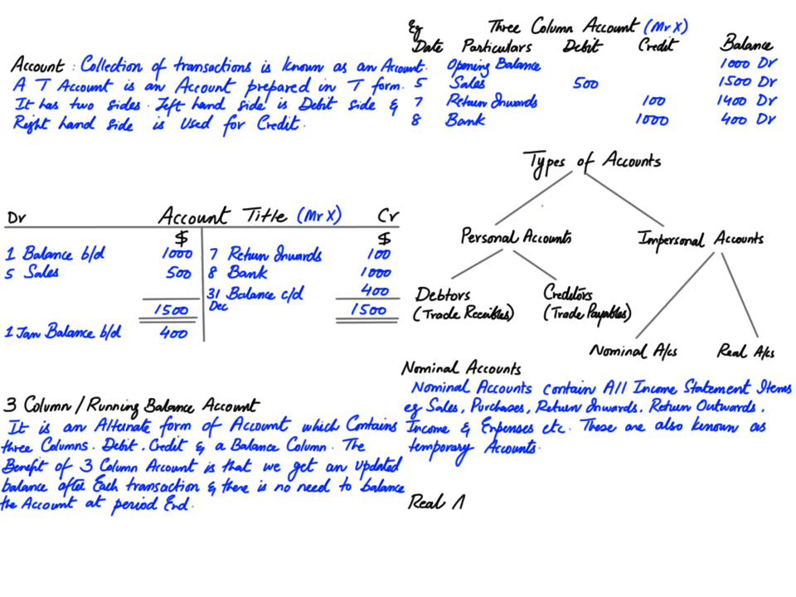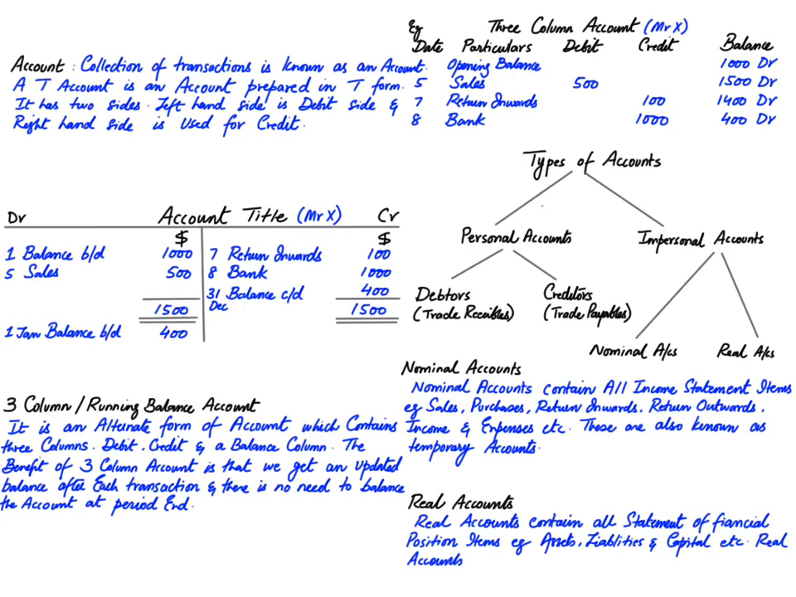And the real accounts are also known as permanent accounts. Real accounts contain all items of the balance sheet, that is the statement of financial position. All of these items are permanent, that is assets, maybe inventory or non-current assets, and liabilities and capital. All of the items that come in the balance sheet and statement of financial position, this is the same thing. These are real accounts. So real accounts are accounts that are used for more than 1 year, and nominal accounts are accounts used for less than a year.